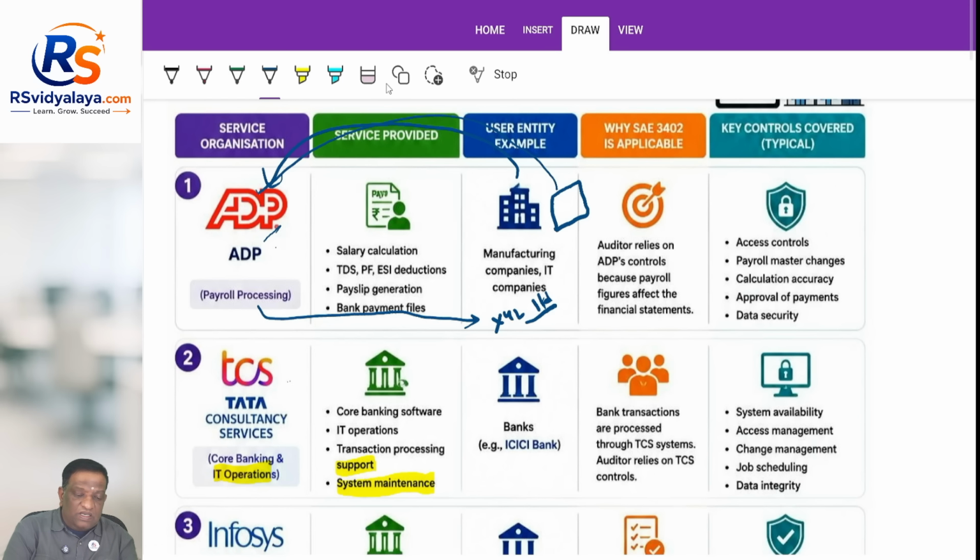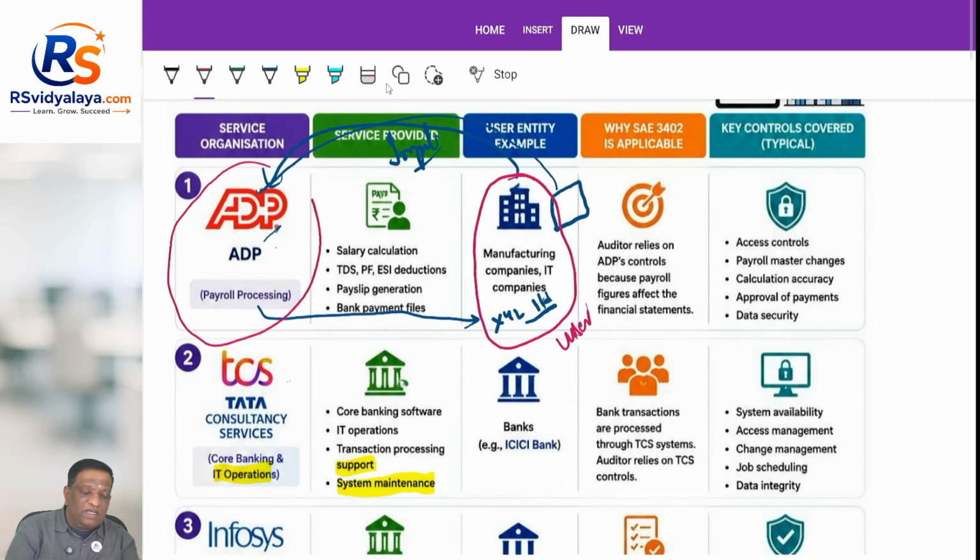So this is the input. Input is given by the user entity. That is what we are going to call the entity which is going to take services. We call them the user entity, and the entity which is providing these kinds of services we call the service organization, in short form, SO. So who would give the input data to SO? The user entity will give this.